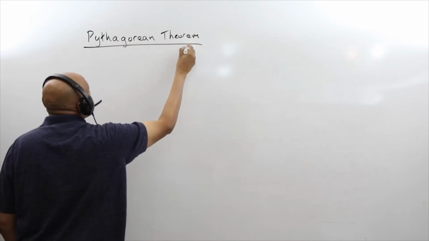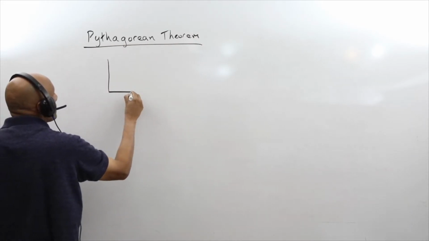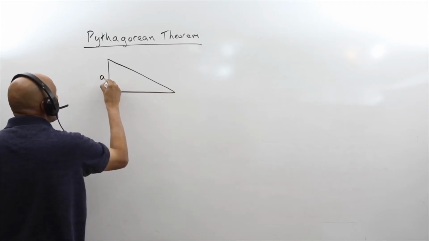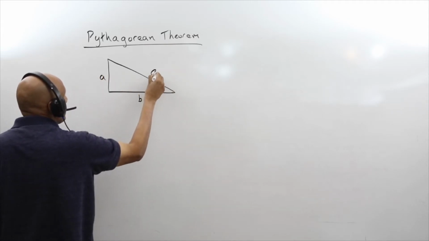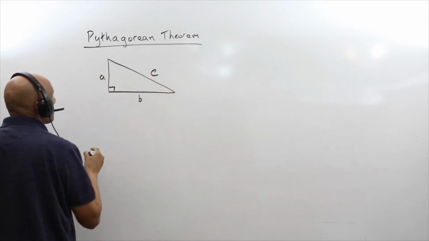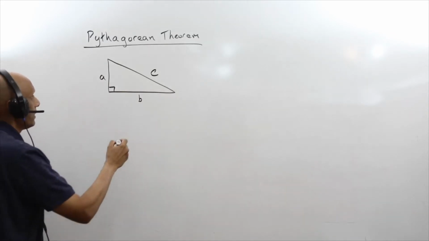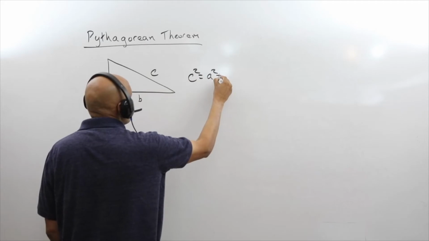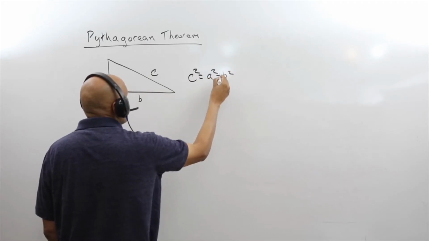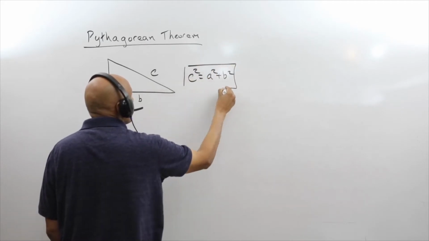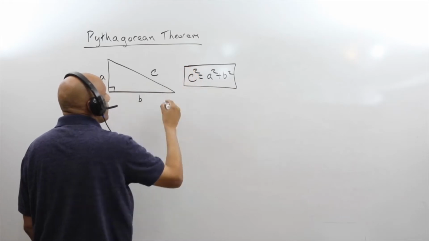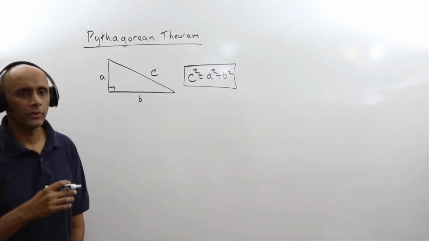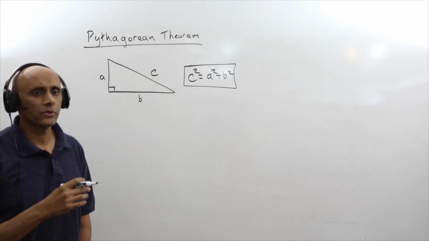In the Pythagorean theorem, you basically have a triangle, and this is length A, and this is length B, and length C, and this is a right-angled triangle. The Pythagorean theorem says that c squared is equal to a squared plus b squared. Now, there are literally dozens and dozens of proofs showing that the Pythagorean theorem is true.